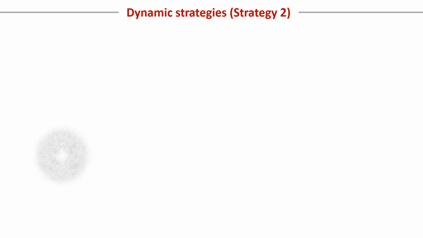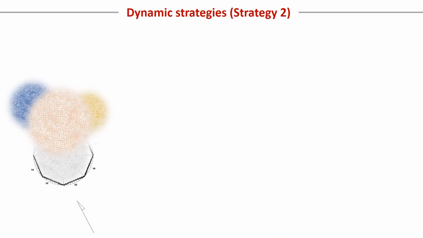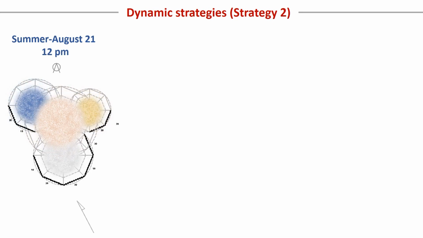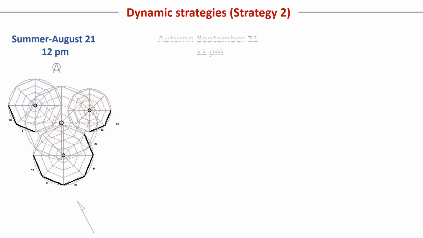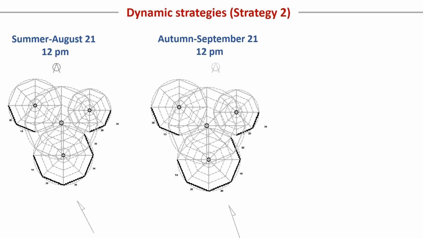For strategy two, you can see that we will use the four pavilions. Also, this strategy has three main scenarios at 12 p.m. in each season. The location of the sun and the louvers are indicated in each model.